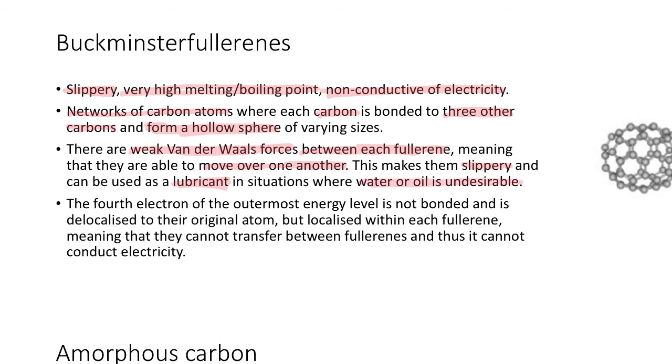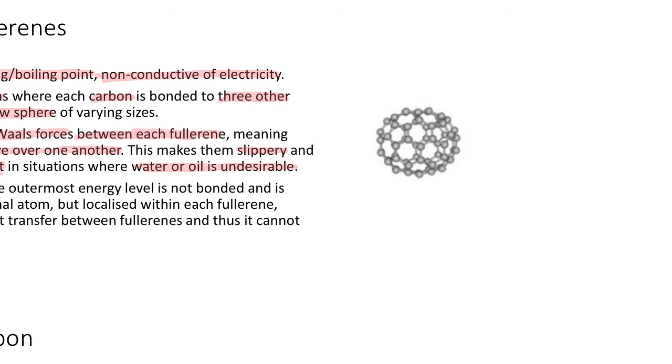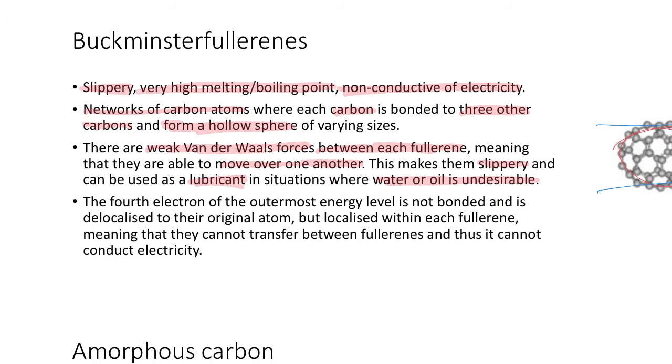Okay, so if you have a look at the structure here, it's literally a ball. And if you have a whole bunch of these balls between 2 surfaces, they can roll around. And if they roll around, then they can allow the 2 surfaces to move in opposite directions and not cause any or too much friction, especially when you don't want water and oil to be there. So it's effectively known as a dry lubricant. Okay, so that's their ability to be slippery.